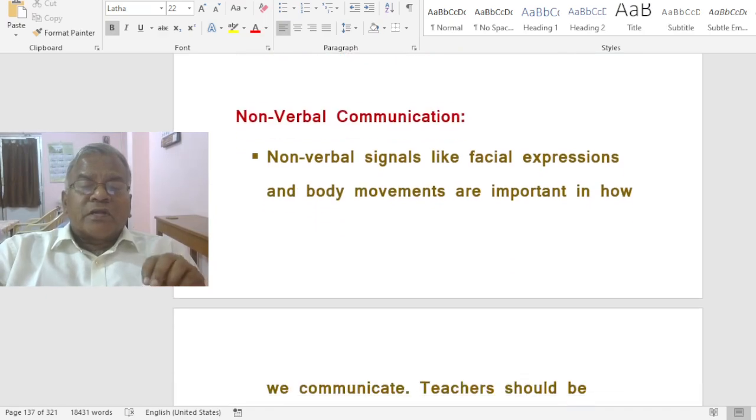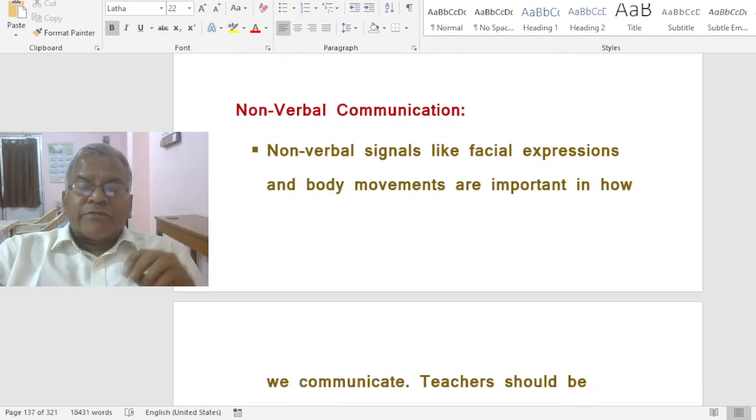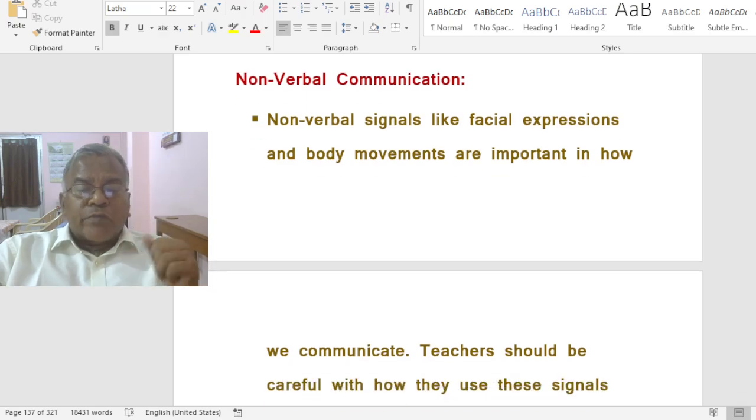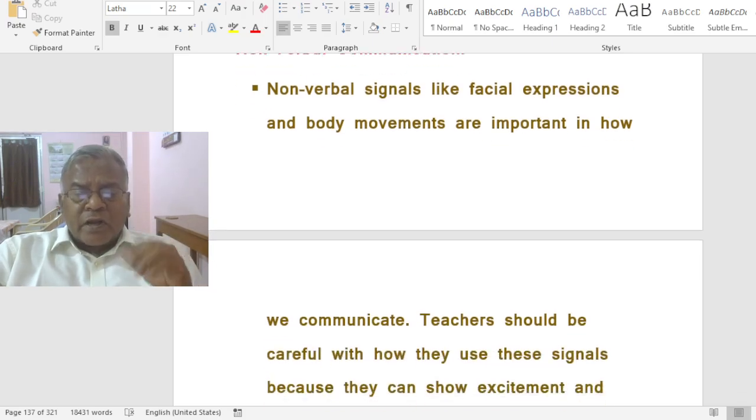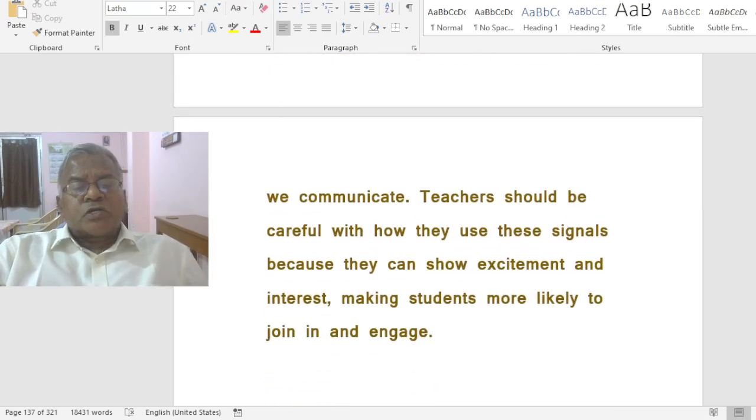Nonverbal communication. Nonverbal signals like facial expressions and body movements are important in how we communicate. Teachers should be careful with how they use these signals because they can show excitement and interest, making students more likely to join in and engage.